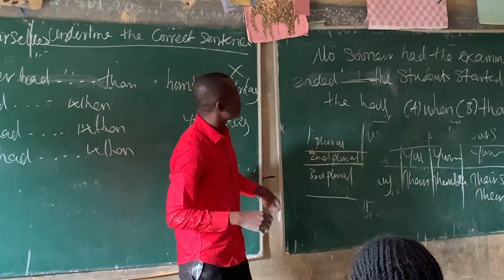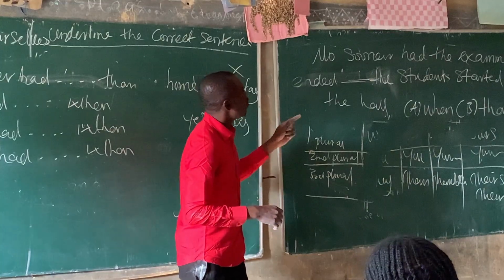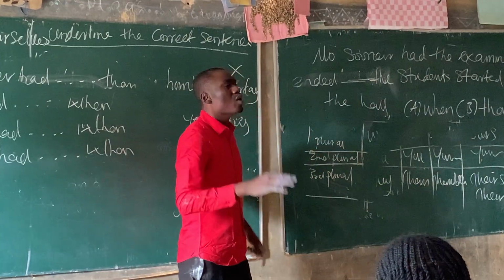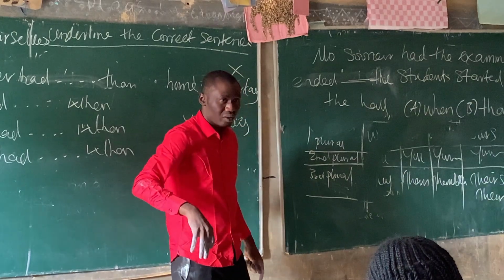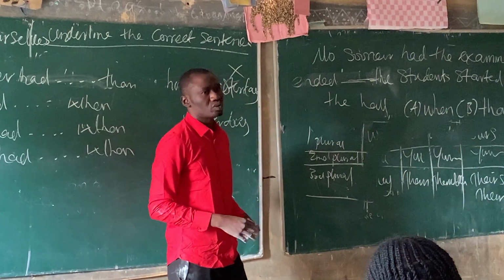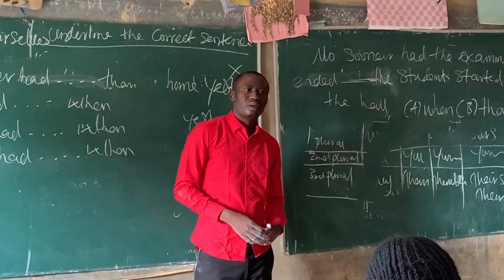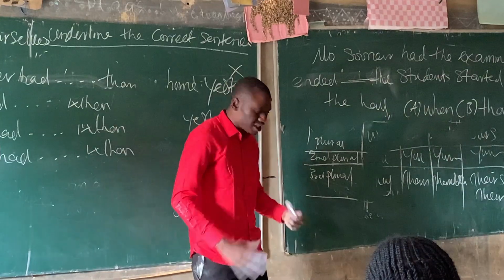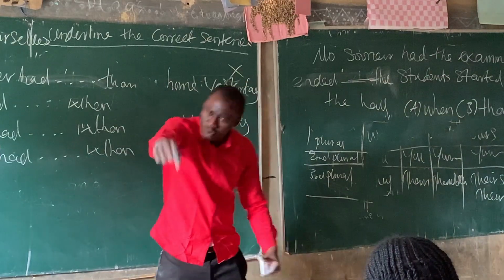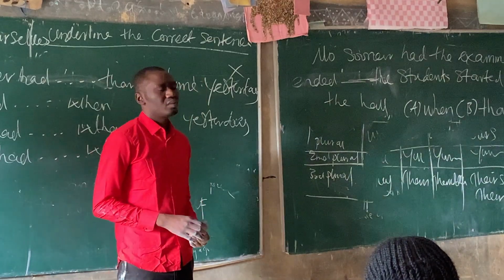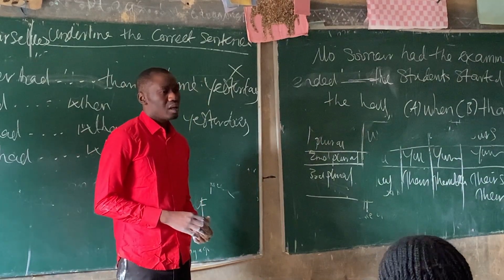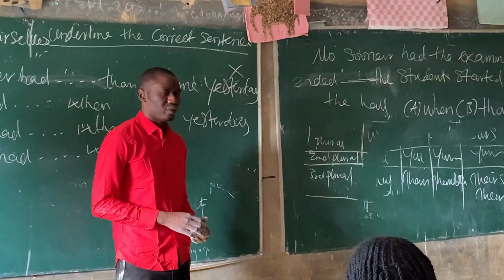No sooner the examination finished, when the students started vacating the hall. When we write JAMB without being in this class, if you look at the sentence, which one will you choose? Well, you are wrong. That's why when you finish JAMB, you say, I swear, I know what I wrote. But the rules will fail you. Are you following that? The rules will fail you.